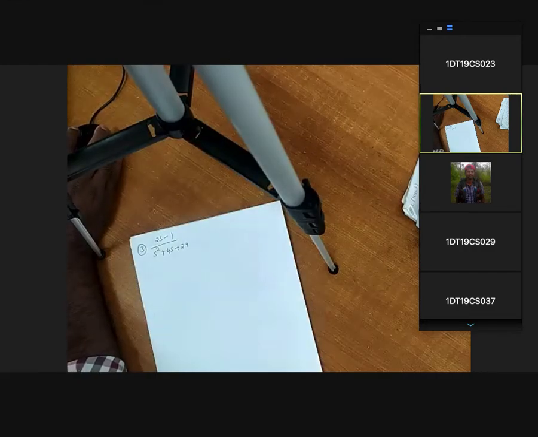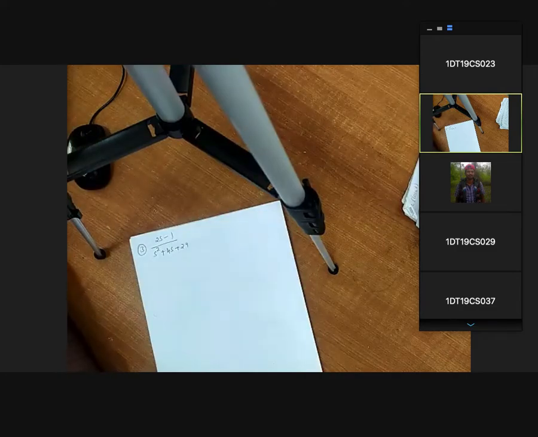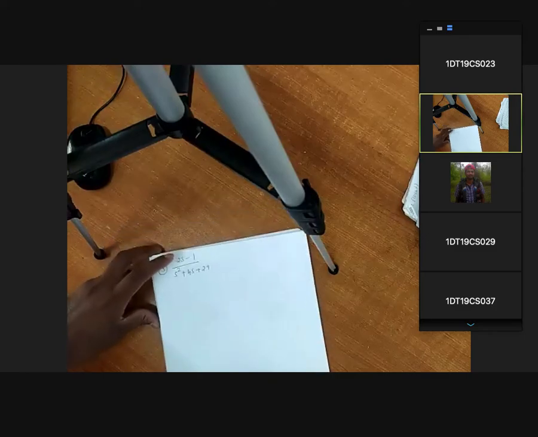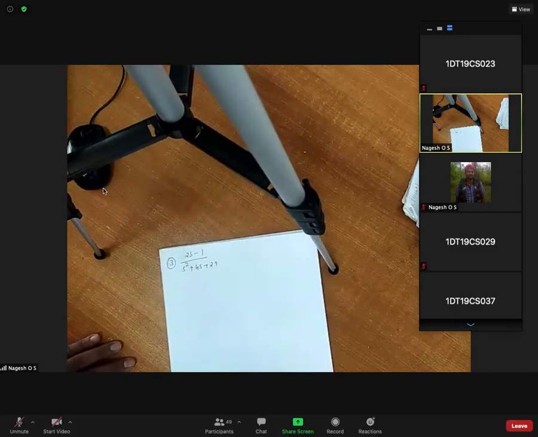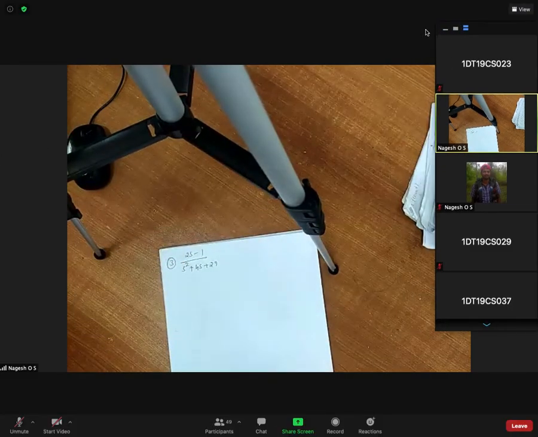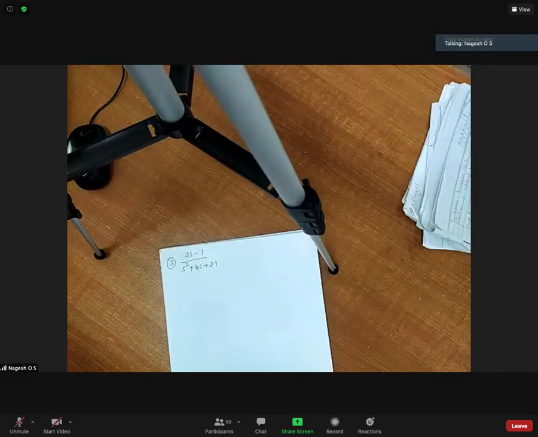In yesterday's class, we were doing inverse Laplace transform by completing the square. That one we are doing.